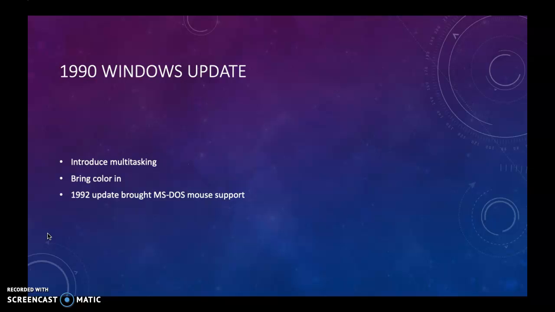Afterwards, Windows got another update in 1990, which introduced multitasking so we could do multiple things at once. It brought color into the operating system, and in 1992, we could finally start to use the mouse in MS-DOS. So we were able to use the mouse and click around in the MS-DOS system.